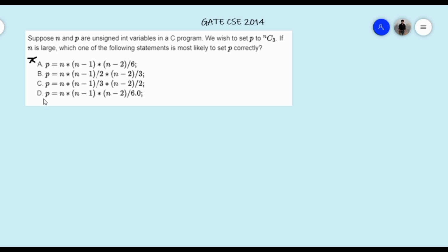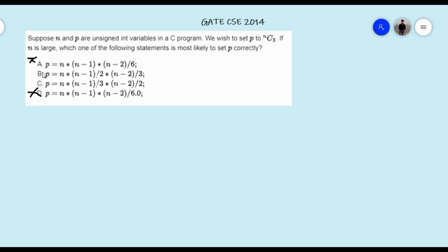And if you see option D, for the same reason, because here we are doing almost the same process. Dividing by 6.0, that is a decimal number. But here also you are multiplying 3 consecutive terms, n into n minus 1 and n minus 2, so it will also cause a stack overflow problem. So D also cannot be a correct option.